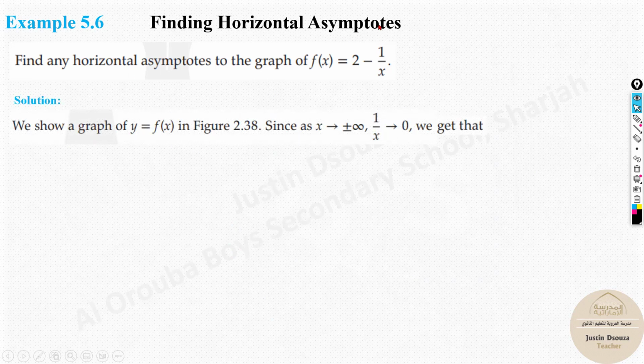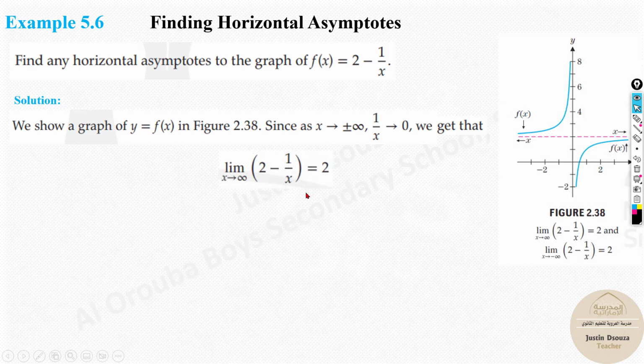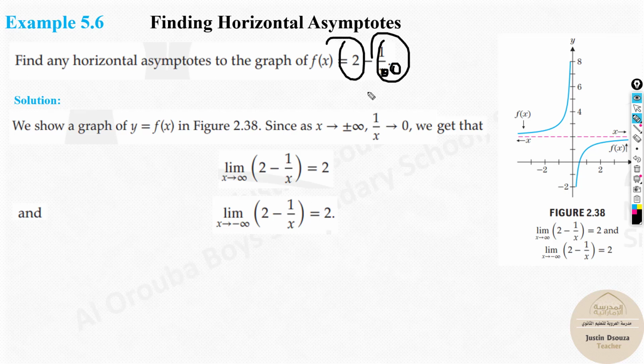They have asked you to find whether there are any horizontal asymptotes. If you want to find horizontal asymptotes, you must take the limits at positive infinity and negative infinity. Whenever you have positive infinity over here, this will become 0, so the answer is 2. When you have minus infinity, this is also 0, so the answer is 2. Both sides it's 2.